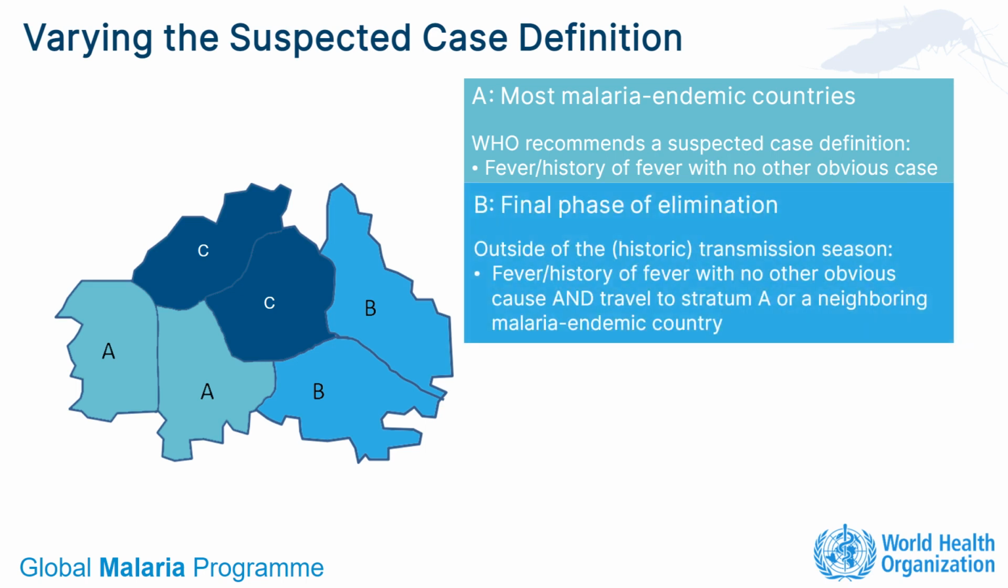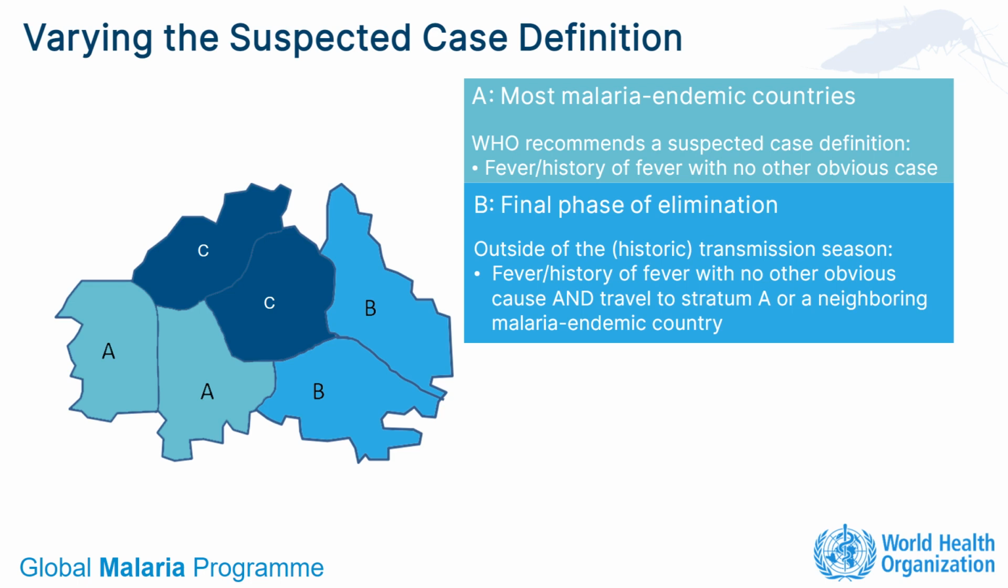In stratum B, the area is in the final phase, approaching elimination. Cases are investigated and subsequently classified as imported or local. In stratum B, the suspected case definition could be allowed to vary by season. During the transmission season or during the period that used to be the transmission season, there should be a greater suspicion of malaria, and the case definition should be set to be most sensitive. However, outside the transmission season, the case definition can be made more specific to reduce the amount of unnecessary testing.